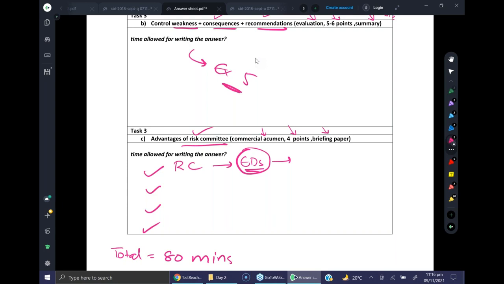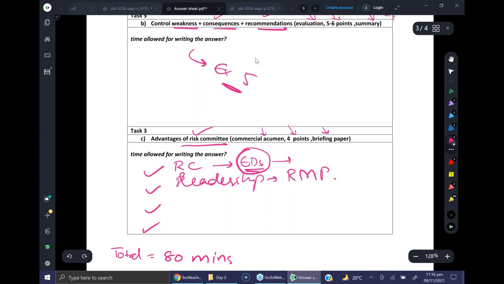Then I think overall having a risk committee provides the leadership for what? For effective risk management process. And there will be a kind of tone given by risk committee that yes, risk management is very important, and risk committee will help embed the importance of risk management at all levels.